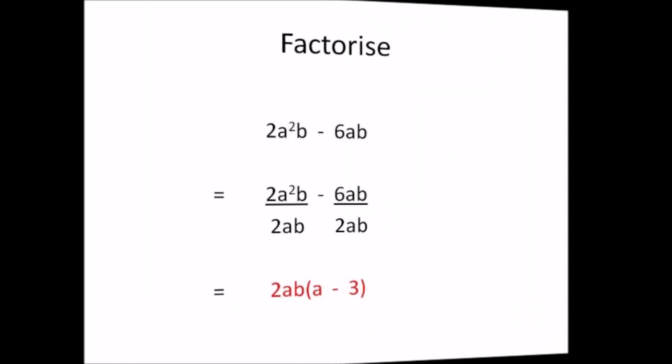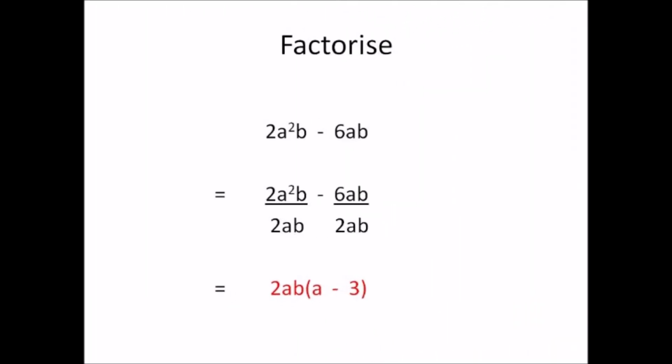Factorize 2a squared b minus 6ab. What are the common factors? 2ab. Divide by 2ab, put it outside the parentheses. So 2ab into 2a squared b is a, and then 6ab divided by 2ab is 3. So 2ab in brackets or parentheses, a minus 3. That's it. The tricky part is finding the factors, what you have to divide by.